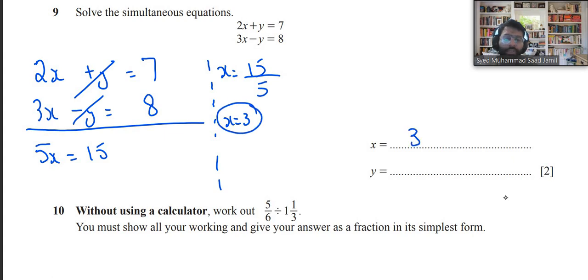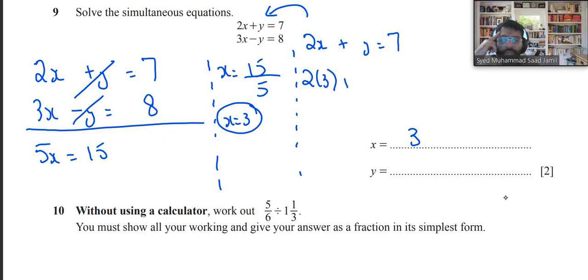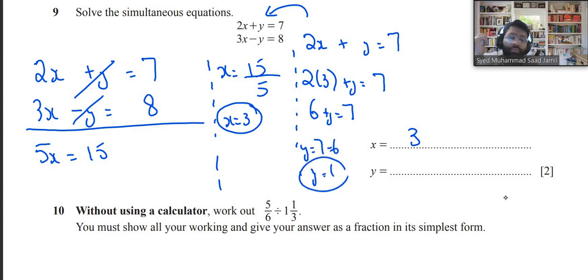We got 3. Now you will put the value of x in either the first or the second equation. So let's just put it in the first equation. Both will give you the same answer, don't worry about that. So 2x plus y is equal to 7. 2 multiplied by 3 plus y is equal to 7. 2 3s are 6, plus y is equal to 7. y is equal to 7 minus 6. y is equal to 1. That's how you solve for y.